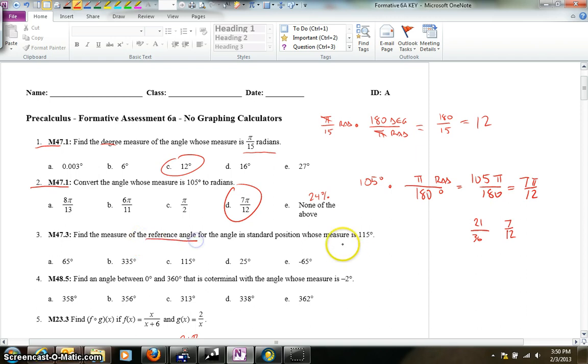Now we need the reference angle for an angle whose measure is 115 degrees. 115 degrees is a little bit to the left of 90, so there's 115 degrees. The reference angle is to the closest part of the x-axis, which is right here. So we should simply do 180 minus 115. That's going to leave us with 65 degrees.